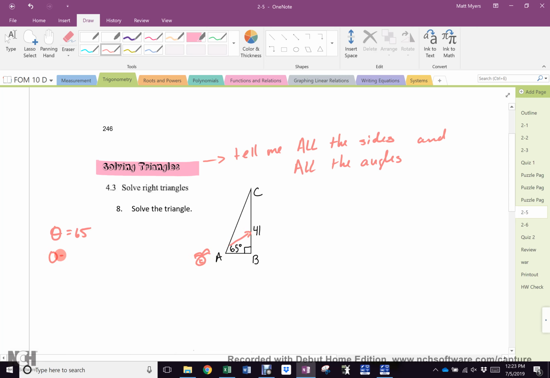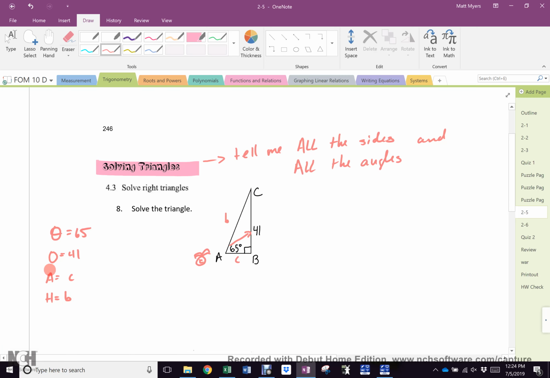I have an opposite of 41, right? Now, what is this side right here? What should I name it? No, that's what it is to 41. What should I name it? I would call it little c. And I would call this little b. Because then my adjacent is little c and my hypotenuse is little b.